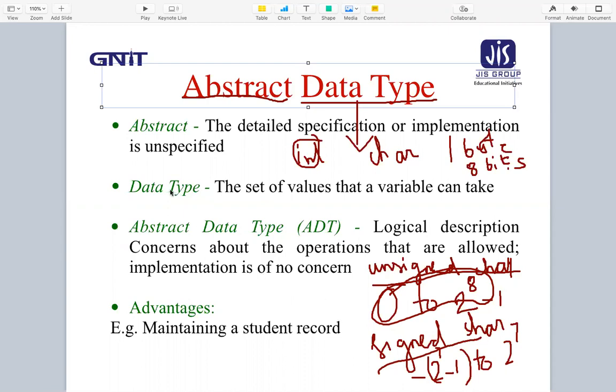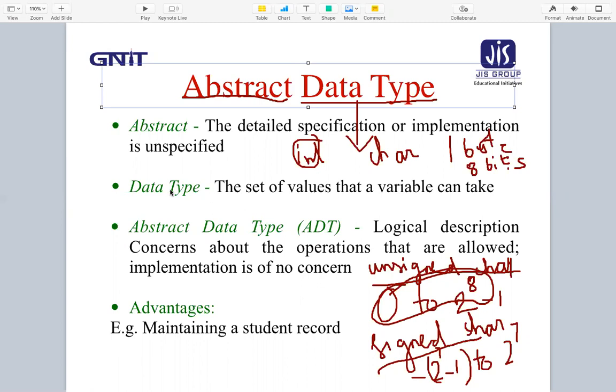Now, what is meant by a logical abstract data type, ADT in short? ADT will be some kind of logical description which defines the data type. The details will be hidden and the only concern will be the operations which can be performed. So an abstract data type is a logical description which concerns only the operations that are allowed, but the implementation details are of no concern and will be hidden from the end user.